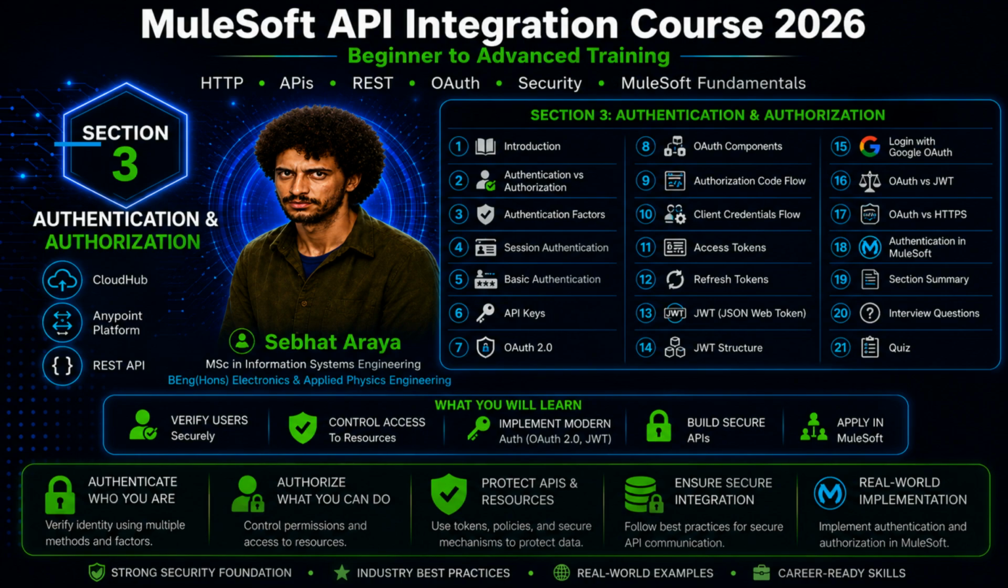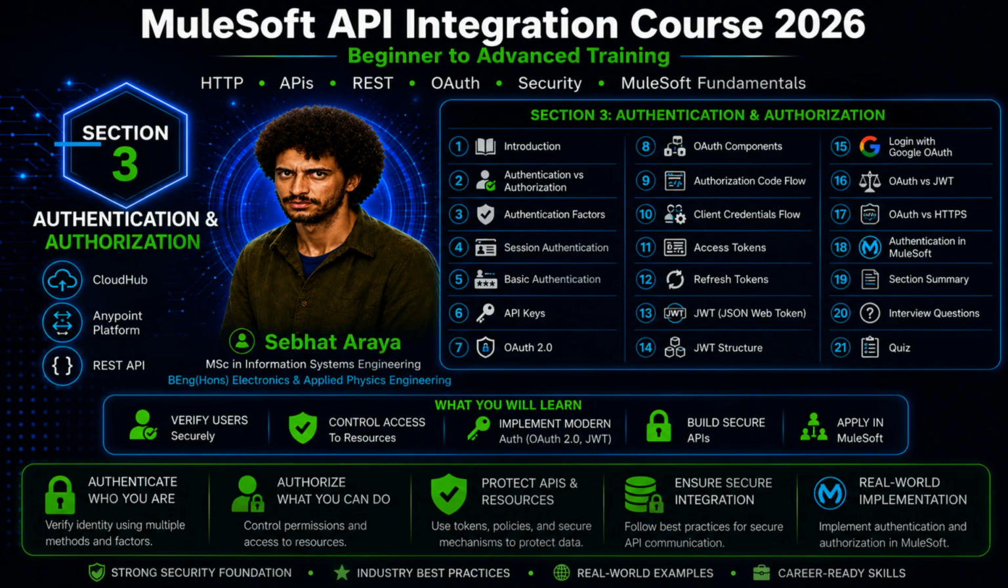Welcome to Section 3, Authentication and Authorization. In Section 2, we learned how HTTPS secures communication using SSL/TLS encryption. Now, we'll focus on securing access by verifying identities and controlling permissions.